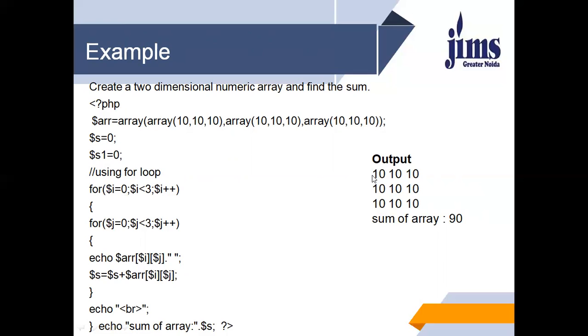0, 0, first row, first column. So likewise, it will iterate and it will print all the values of the multidimensional array, and it will sum up, and in the last it will print the sum of the array, which in this case is 90. This is how we can define a multidimensional array and access the elements of a multidimensional array.